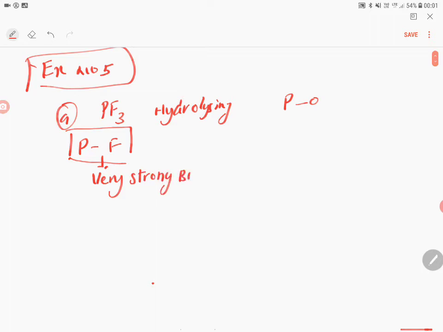bond than your P-O bond. It's very simple that you need more amount of energy to break it, and then you have the P-O bond here. So P-F cannot be broken easily, therefore it cannot be hydrolyzed. Therefore PF3 cannot be hydrolyzed.